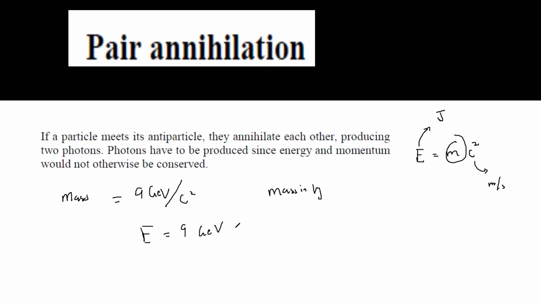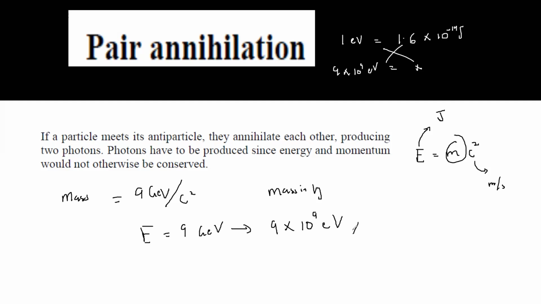This 9 giga electron volt, when we convert first into electron volt, giga means 10 power 9, so it will be 9 exponent 9 electron volt. But this electron volt we have to convert into joules. How to convert electron volt into joules? As we know, 1 electron volt is equal to 1.6 exponent minus 19 joules. So this 9 exponent 9 electron volt will be equal to x joules. Cross multiply. To convert electron volt into joules, I multiply by 1.6 exponent minus 19. So 9 exponent 9 multiplied by 1.6 exponent minus 19.